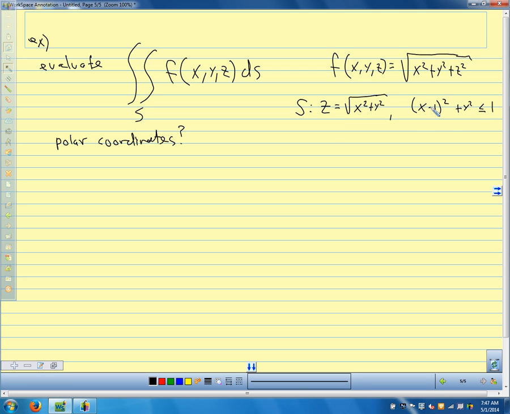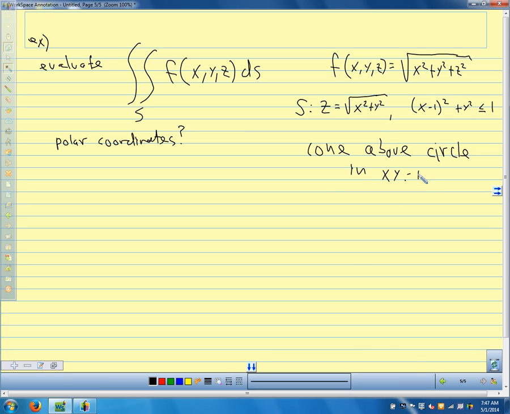What is this telling us? (x minus 1) squared plus y squared is less than or equal to 1. Why do we need that in there? This is a circle. So what is this circle telling us? That's our region in the xy plane. So our surface is a cone. Our region, we're looking at the region in the xy plane that's bounded by this circle. So we have a cone above a circle in the xy plane.